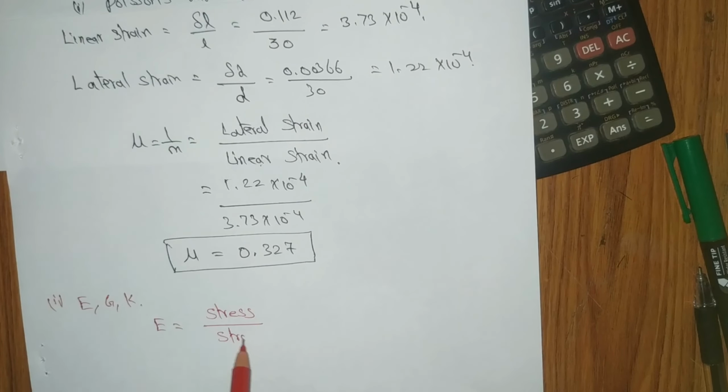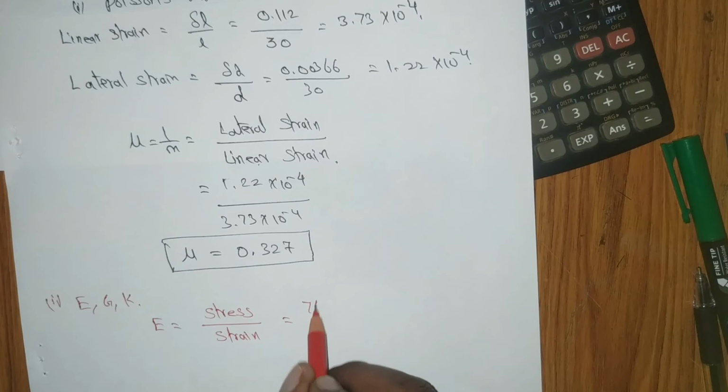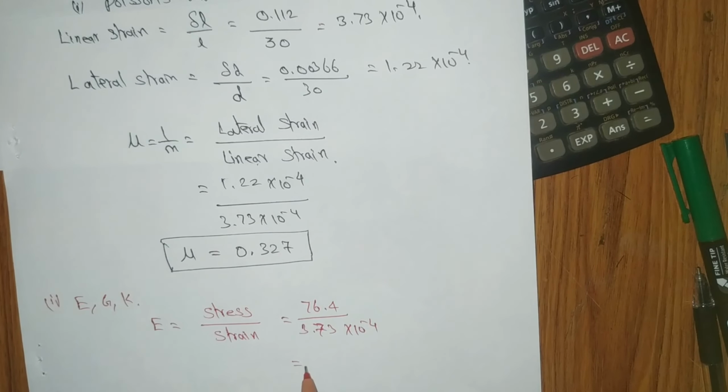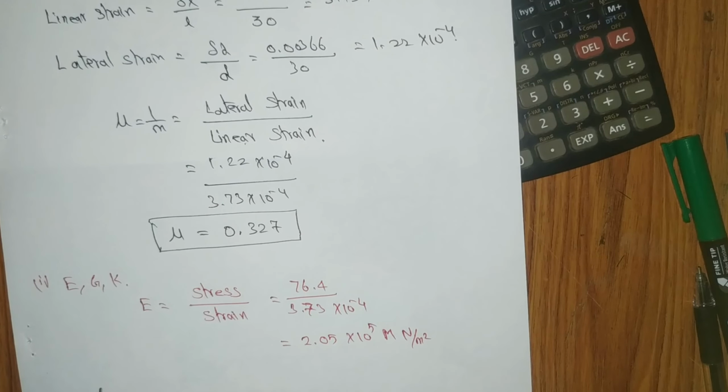We know the formula, Hooke's law. So we found out the stress will be 76.4 megapascal, our strain will be 3.73 × 10^-4. So the value of E is 2.05 × 10^5 megapascal. Right?